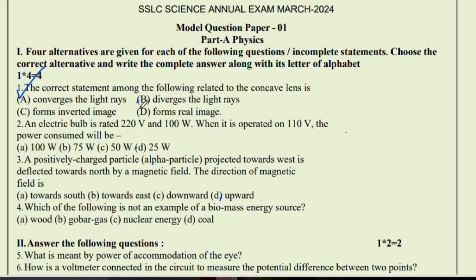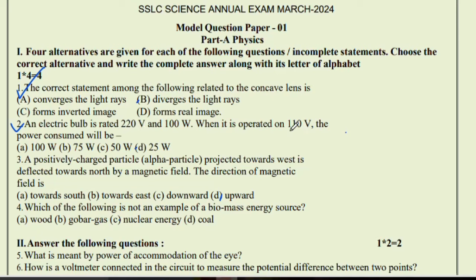So concave lens related statements. So in that, diverges the light rays. It always diverges the light rays because it is a concave lens. It is not a concave mirror. Concave mirror is converging, but it is a concave lens, therefore it diverges the light rays is the correct statement.